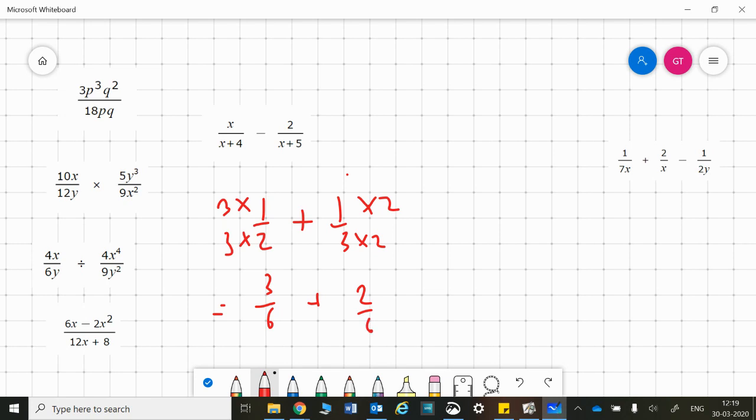So in this case, we're going to do the same principle, but we're going to do the x plus 4 times by the x plus 5 for both of these fractions. So I'm going to times the top and the bottom of the left-hand fraction by x plus 5, whereas previously we times by the 3. And on the right-hand side, I'm going to times both the top and bottom by the x plus 4.